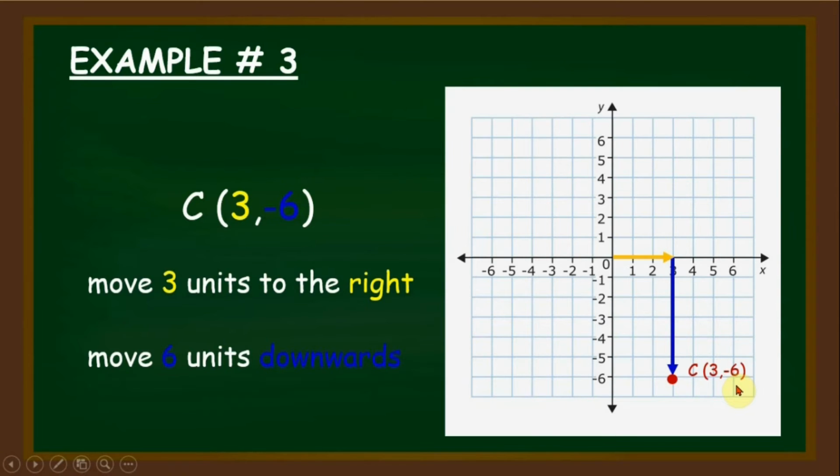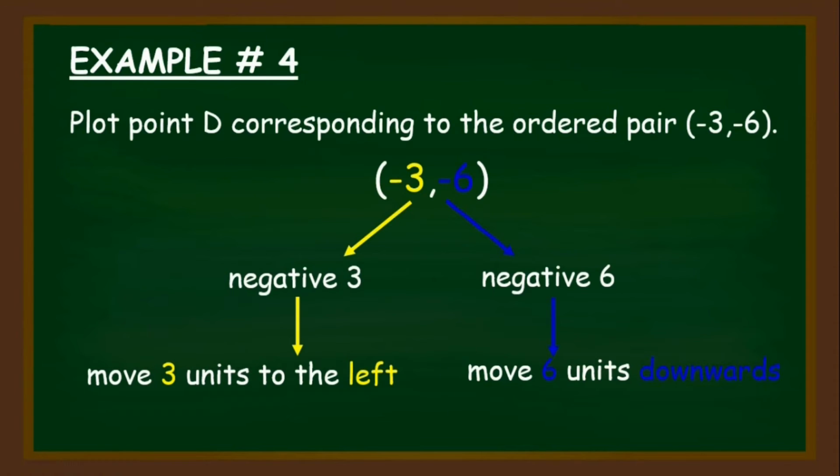Now let us proceed with our fourth example. So we are asked to plot point D, which corresponds to the ordered pair negative 3, negative 6. So in this case, both of our coordinates are negative signed. So for x, which is negative 3, we know that we have to move 3 units to the left since it's negative 3. And now for the y coordinate, which is negative 6, we have to move 6 units downwards since it's negatively signed. Okay?